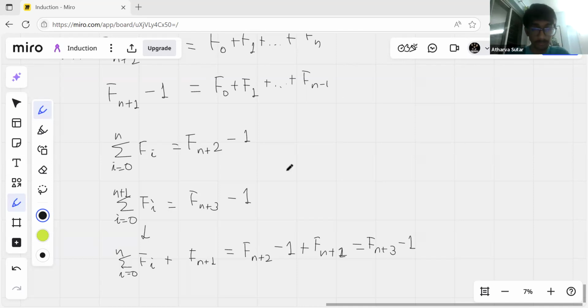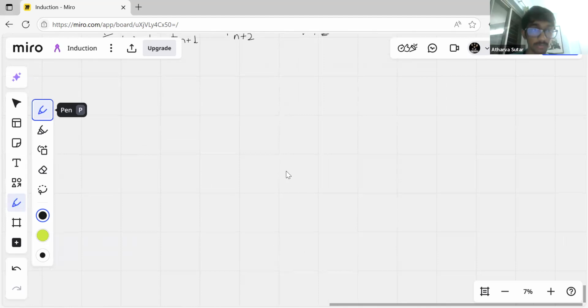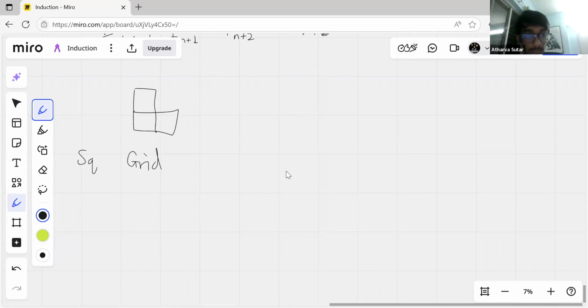Okay, so try this problem. You have a tromino of this shape. It covers 3 squares, and you have a square grid with side 5 into 2 to the n. So what is the maximum number of cells you can cover using only trominoes of this shape? And there is obviously no overlapping. And you can rotate or reflect this tromino however you want.